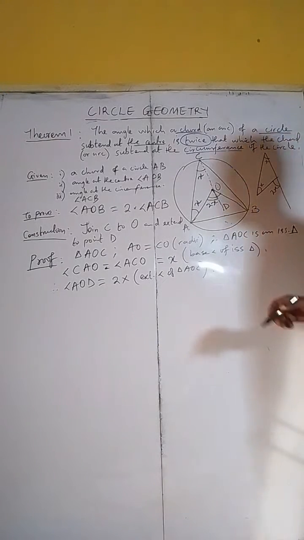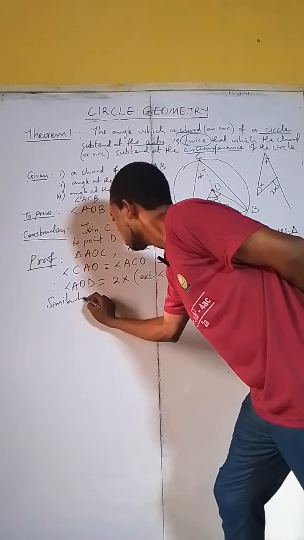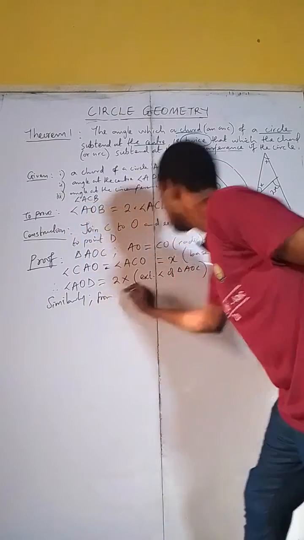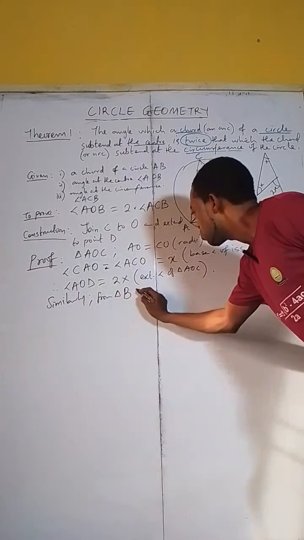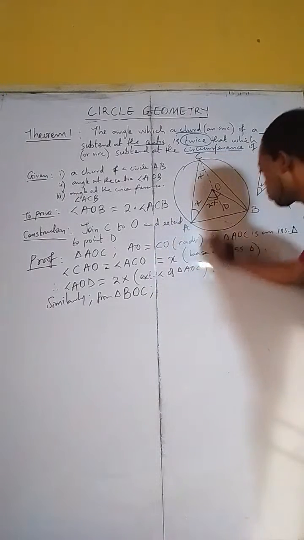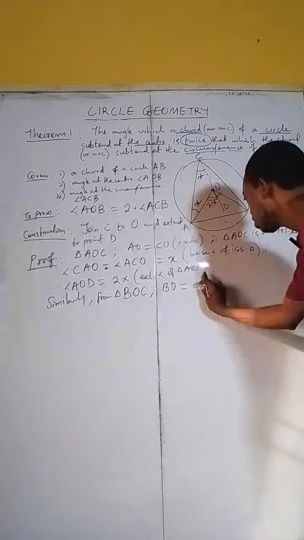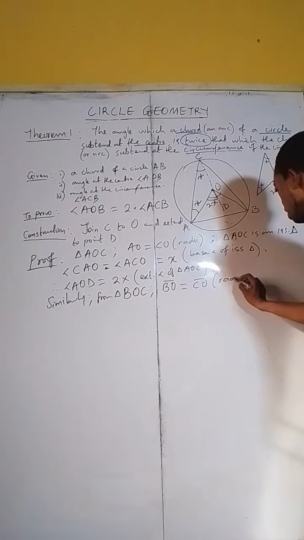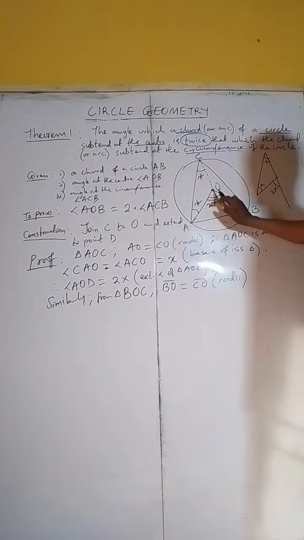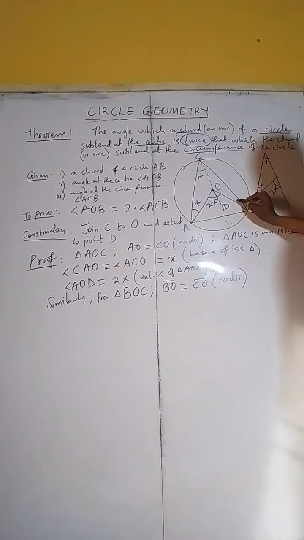Then similarly, we can do that to the other triangle. We say similarly, from triangle BOC, line BO is equal to line CO. When we are referring to a line, we can use a line on top of it like this. Why are they equal? They are also radii. That is, BO is a radius, CO is a radius. It means that triangle BOC is also an isosceles triangle, and its base angles are also equal.